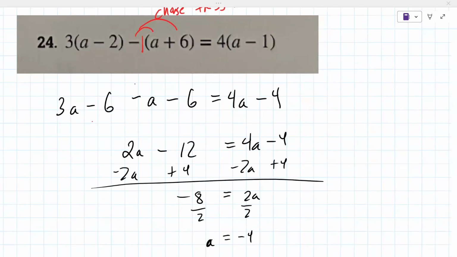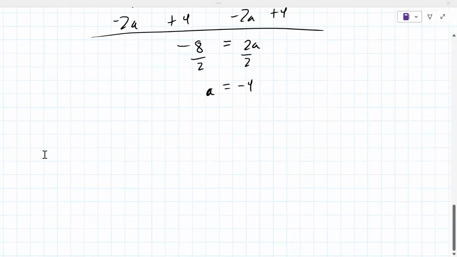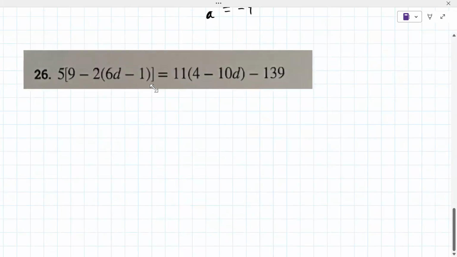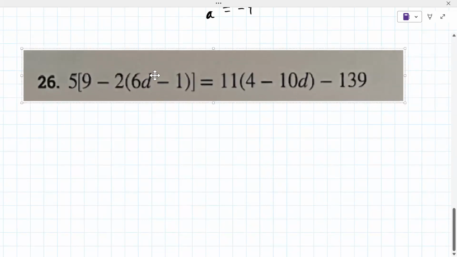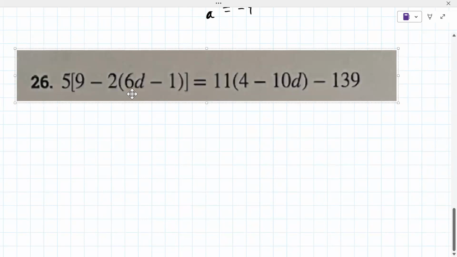All right, so 26 opens up a new style of problem. There's extra parentheses that you may notice. Normally you have parentheses, and then if you need to, you add a bracket. What is unclear for most students is that inside the bracket here, there are actually only two terms. There's this 9, which is a term, and then everything that I'm highlighting is considered one term because they're kind of mushed together.